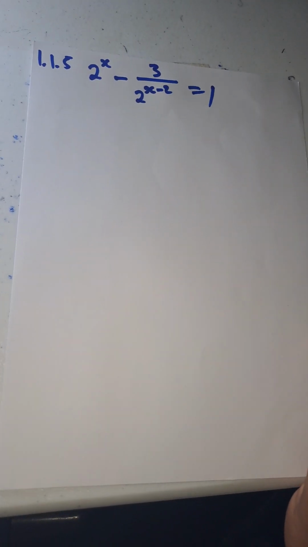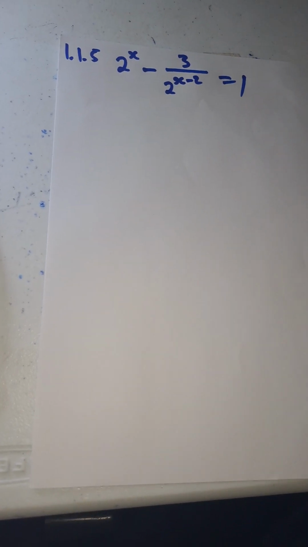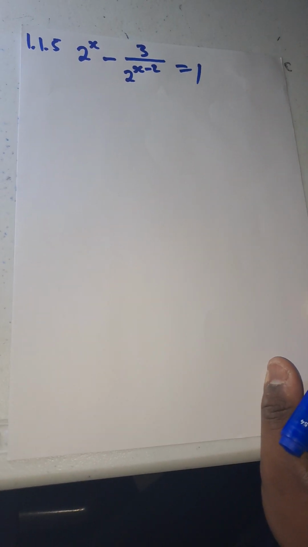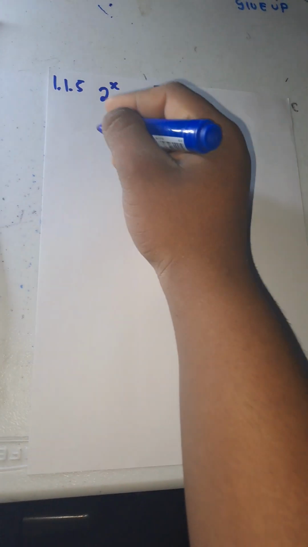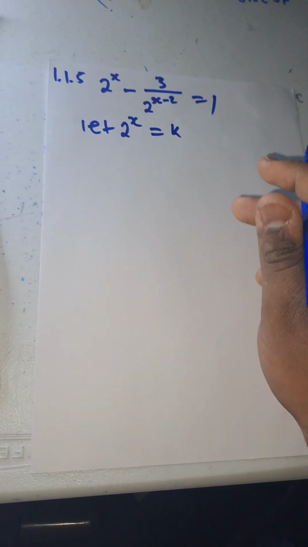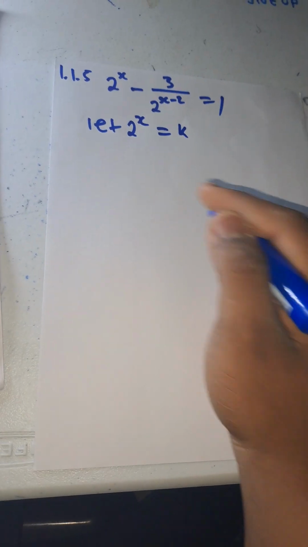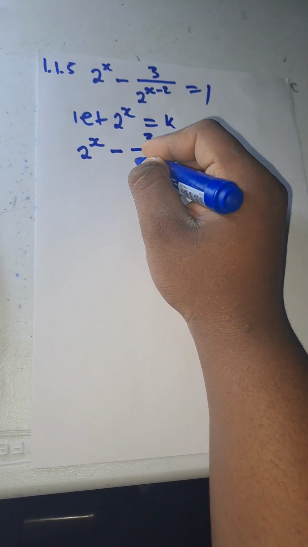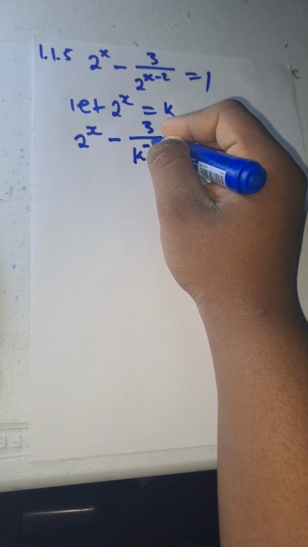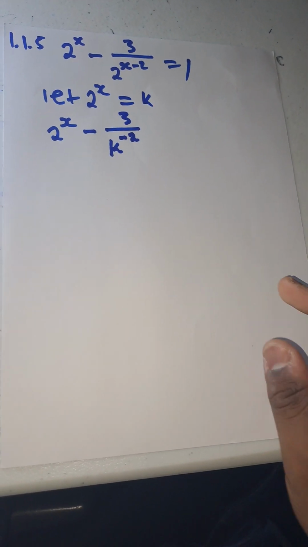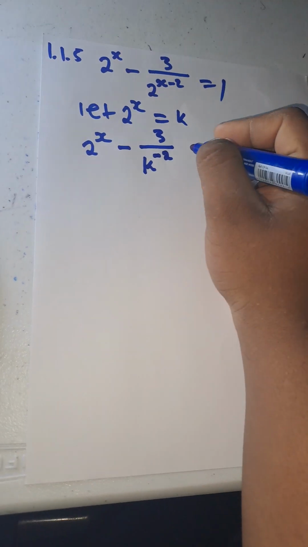As you can see here, 2 is already simplified. I cannot apply my exponents. The only way is to do a k-substitution. So now I'm simply going to say let 2 to the power of x equal k. Where there is 2 to the power of x, I put k. So 2 to the power of x minus 3 over k to the power of minus 2, is equal to 1.